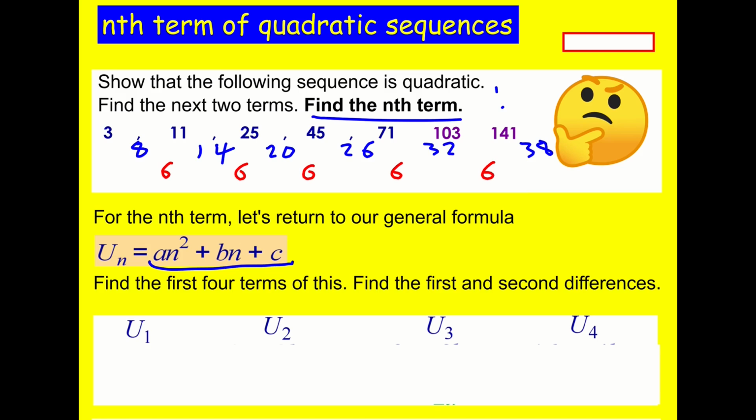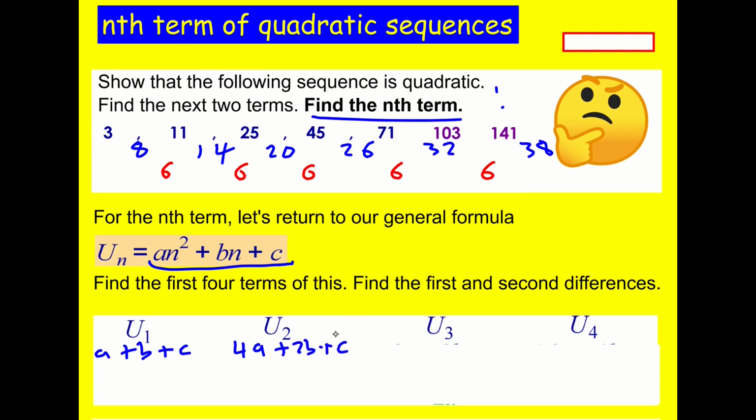Now, we've actually already looked at this a little bit. How can we find the first four terms? Well, we can substitute in n is 1, n is 2, 3, and 4 and see what happens. If I substitute n is 1 in, I'm just going to get a plus b plus c, because 1 squared is 1 and b times 1 is just b. If I substitute n is 2 in, I'm going to get a times 2 squared, that's 4a, and b times 2 is 2b. That's 4a plus 2b plus c.